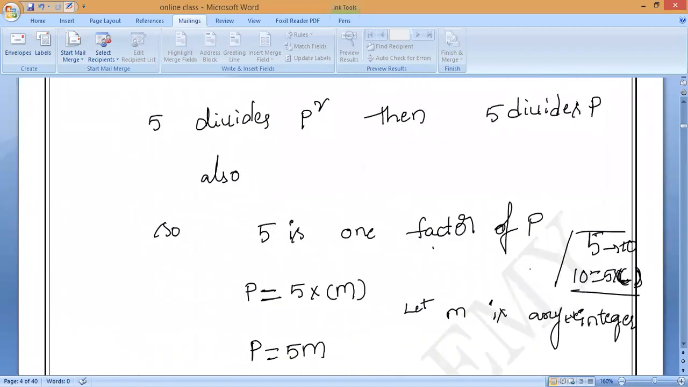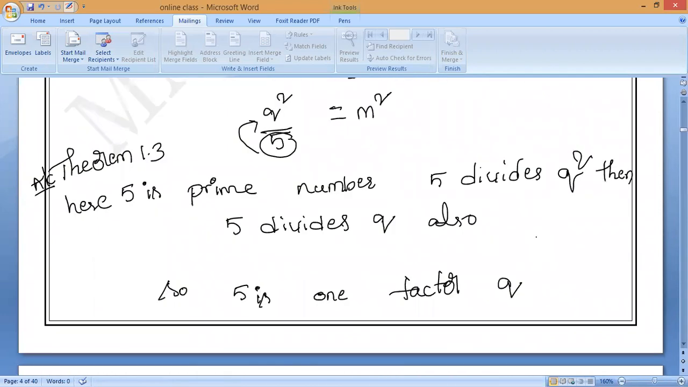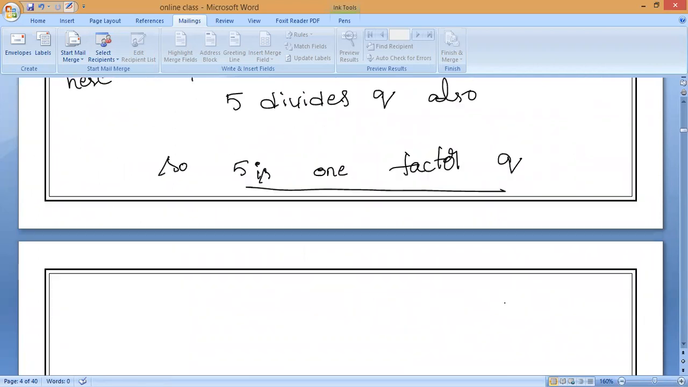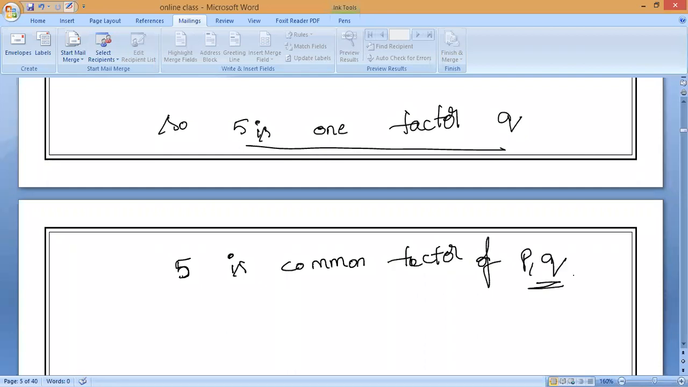See this one. 5 is one factor of P. And here we get 5 is one factor of Q. Here 5 is the common factor of P and Q. Is it correct? Say, anyone. 5 is the common factor of P and Q. Do you understand?